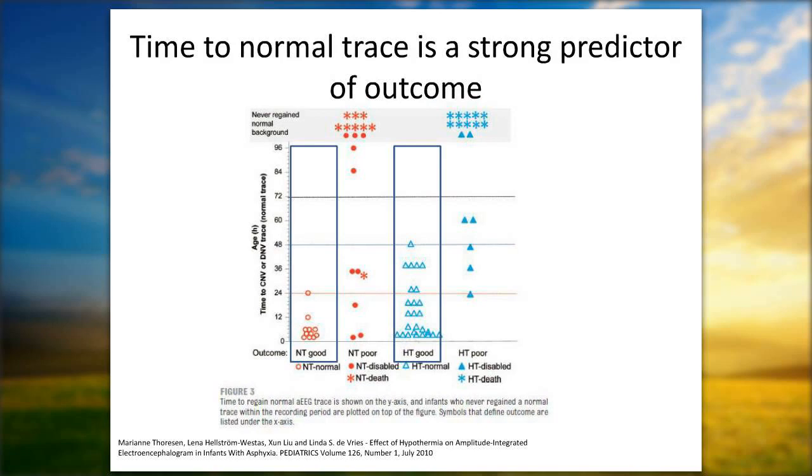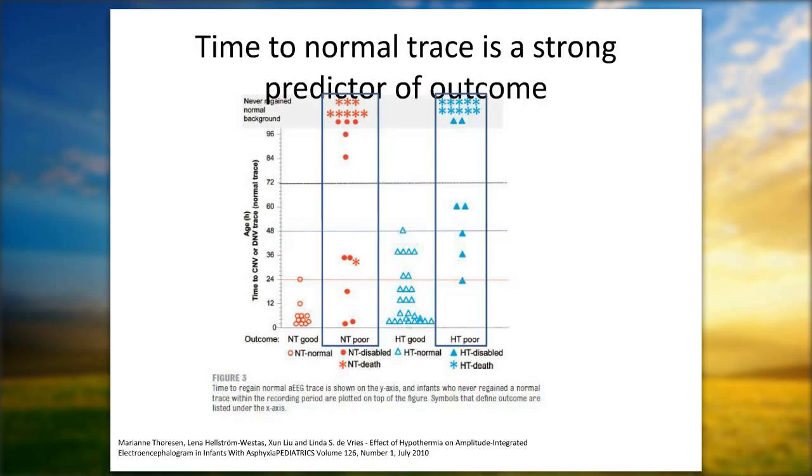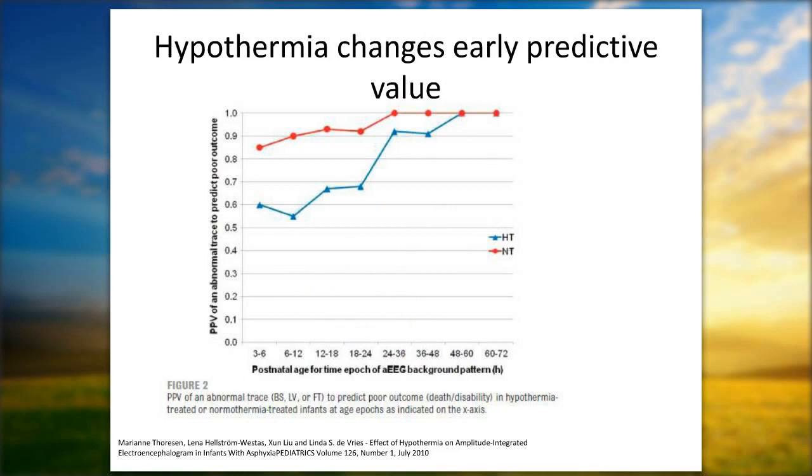We also can look at the effect of background. Again, this is just tracing it out for your predictive value, and looking at our cooled babies, we don't really see that same power that we used to see with our normothermic kids. You can see that the predictive value stays above 0.8 for our non-cooled normothermic kids, all the way along from 3 to 6 hours, all the way out through 72.